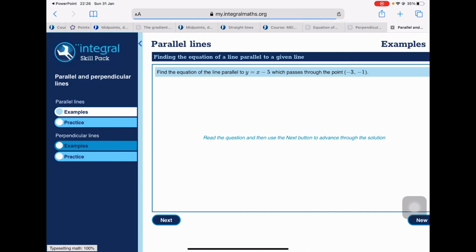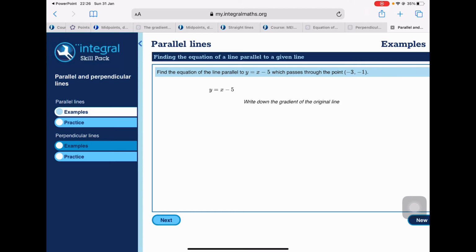So have a go at the skill pack practice questions. Here it says finding the equation of a line parallel to a given line. Well, we know the gradients will have to be the same. Write down the gradient of the original. The gradients of parallel lines are equal.